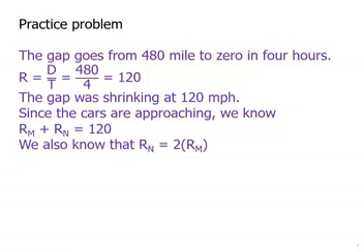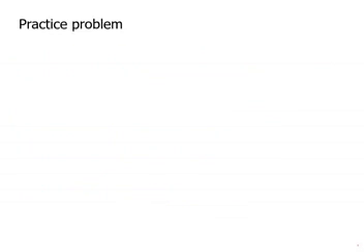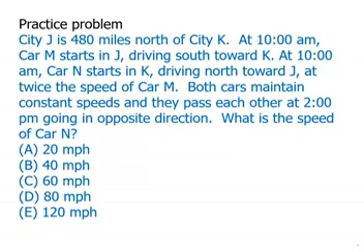But we know that N is twice as fast as M, so we can plug that in. R sub M plus 2 times R sub M equals 3 times R sub M. That equals 120. Divide by 3. We get the speed of car M is 40, and N is going double that. So N is going 80 miles an hour. So we go back to the answer choices and choose 80.